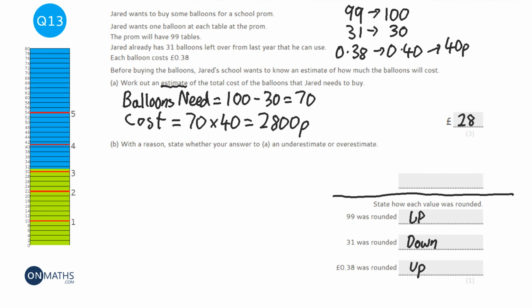So if you think about it, 99, we rounded that up, so we are needing more balloons. We're rounding the amount we had left over from last year down, so we're needing yet even more balloons, and we're putting the price up, so it's costing us even extra. So it's definitely an overestimate. And in the exam, you would just say that you rounded 99 up, you rounded 31 down, and you rounded 38 pence up. Therefore, it will be a lot more money that you've calculated than you'll actually need.